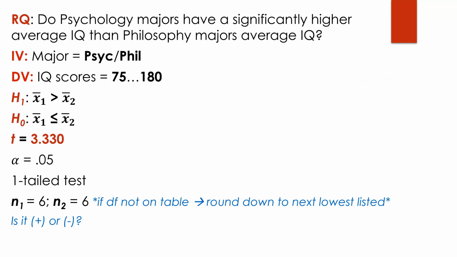So alpha is 0.05, we've got a 1-tailed test. We have our 2 sample sizes there, okay? Now remember, if DF is not on the table, you round down to the next lowest listed, and you need to determine, is the t-crit going to be a positive or a negative number, depending on which tail it should go on, okay? So pause the video, try to locate the crit score, and then let's move forward.